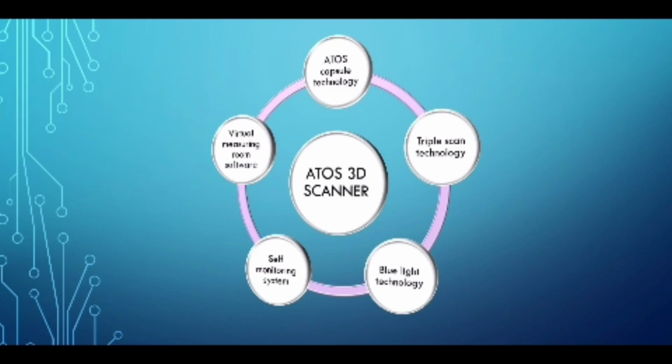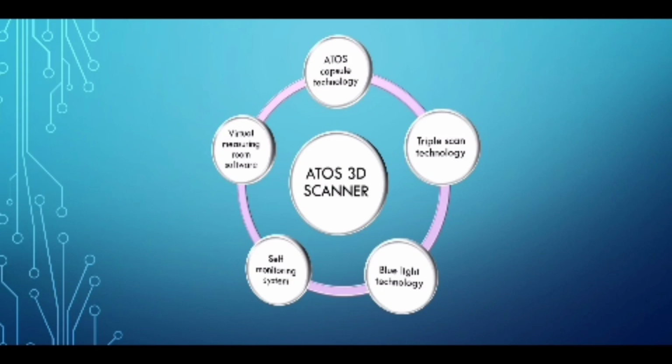The second one is triple scan technology. This machine provides two cameras to capture the object surface and record the precise fringe pattern that is projected onto the surface of the object. The 3D surface of the object can be generated by the captured visual beam camera on the left and the visual beam camera on the right.